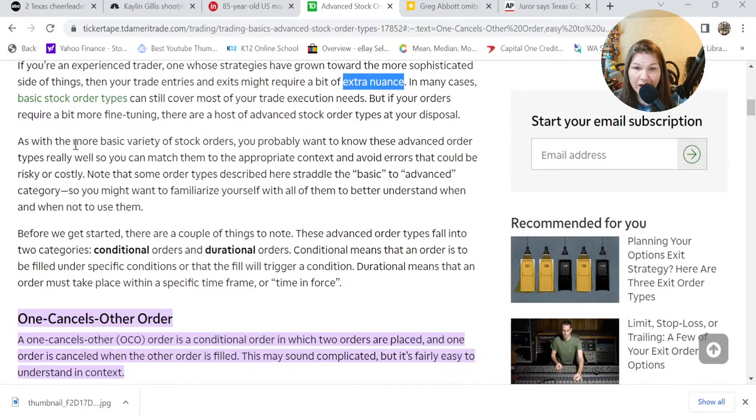I am going to give you a stock type test and you have to know how to execute each one of them, and what happens when you execute each one of them. So here we go.